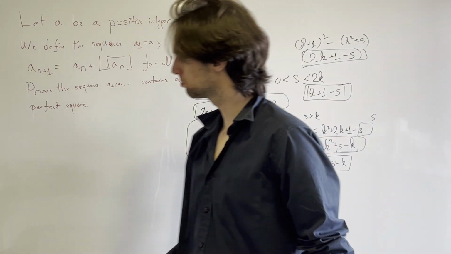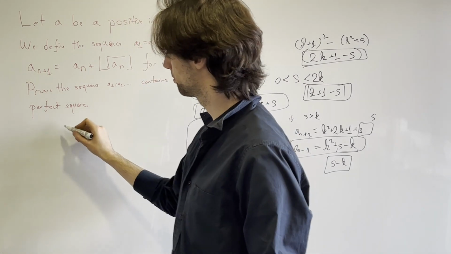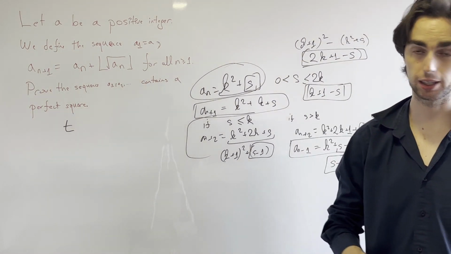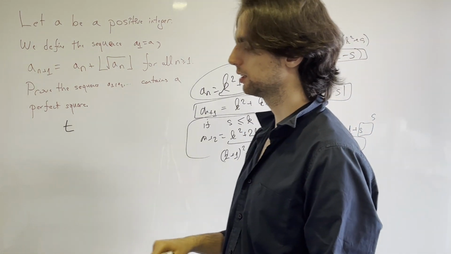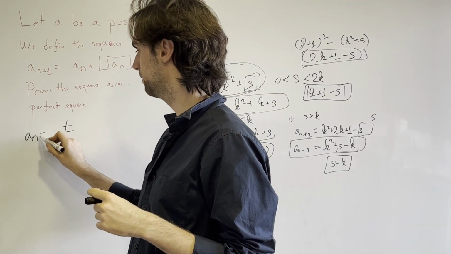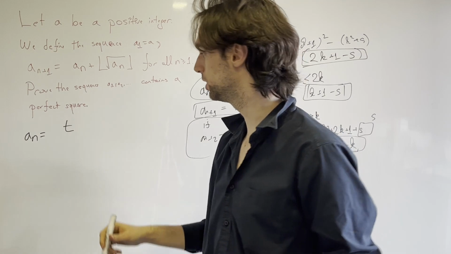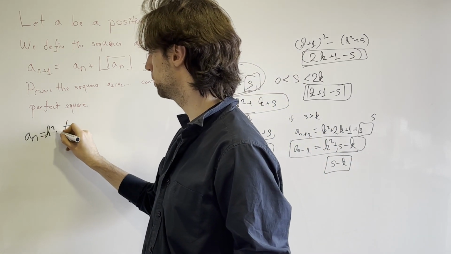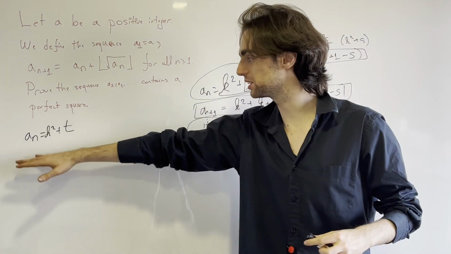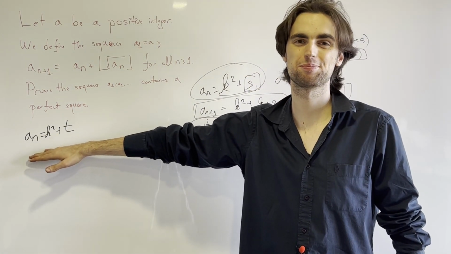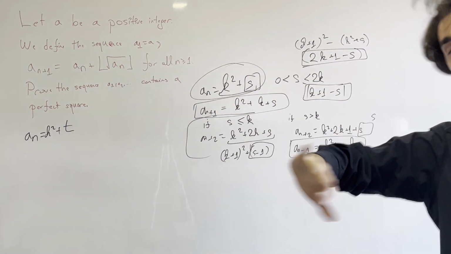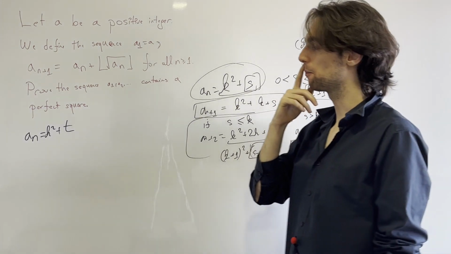I would say, let t be the smallest natural number in the sequence. Actually, let me put it this way. For every n, I'll make a_n equal to some k squared plus t. And of all the members of the sequence, let me pick the one with the smallest t. Right? Now, if t is 0, I am done. That is what I want to prove.